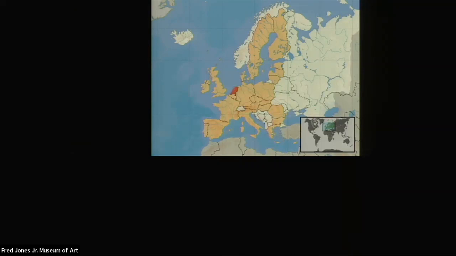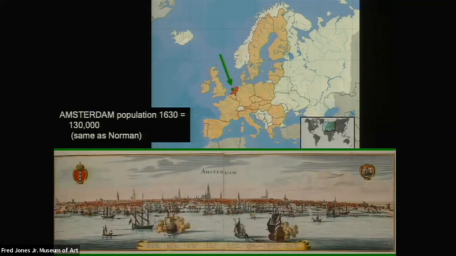Located in Northern Europe, the Netherlands is a country less than one-fourth the size of Oklahoma. Amsterdam, the city in which Rembrandt created these works, had, in Rembrandt's early years, a population of about 130,000, roughly the same number of inhabitants as Norman.